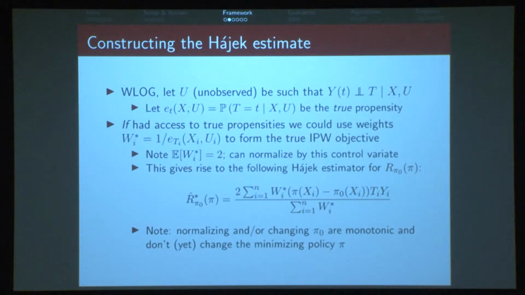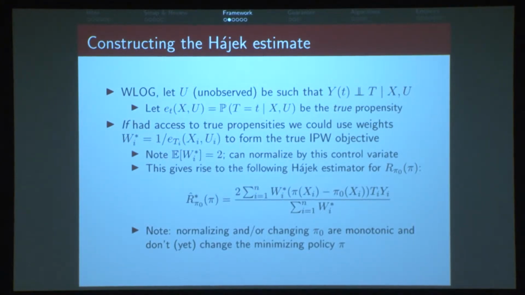So there's some u. You can think about u as being the potential outcome itself, the underlying healthfulness itself. If we did have u, then we can construct the true propensity score when we control for x and u, and we'd be back in unconfoundedness land, and everything would be fantastic. We can form this true IPW objective, which would be in terms of the inverse propensities. Let's call these things W star, and do the same thing as we did before.